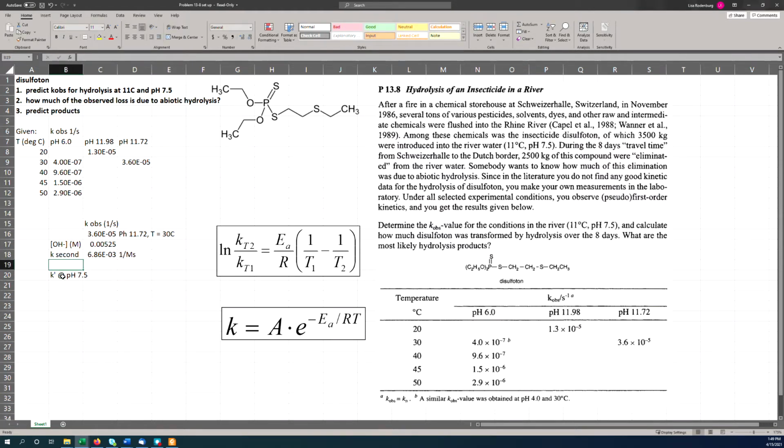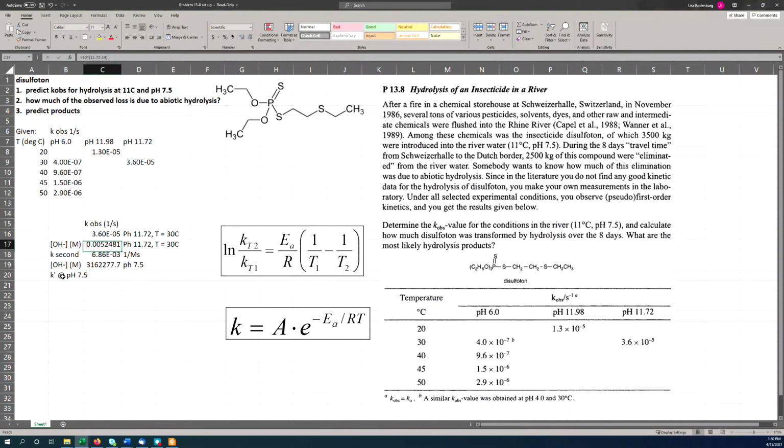So before we do that, let's calculate our OH concentration. OH minus brackets in molar. This was pH 11.72, and now we're at pH 7.5. So here it is now equal to 10 to the 14 minus 7.5, right? That's not right. I can do math, I really can.